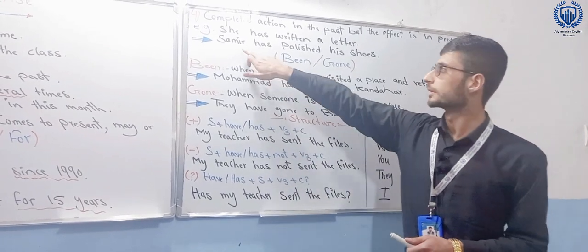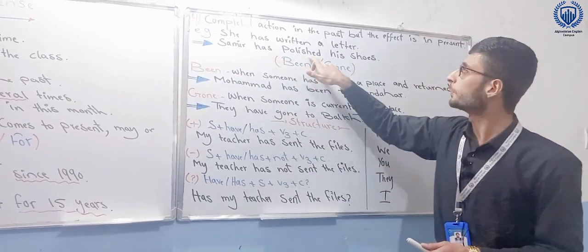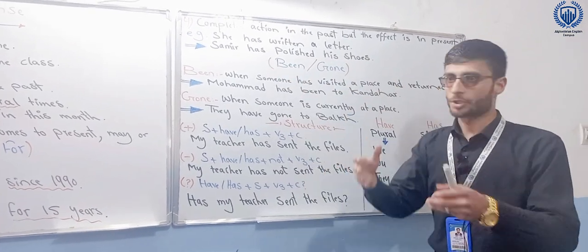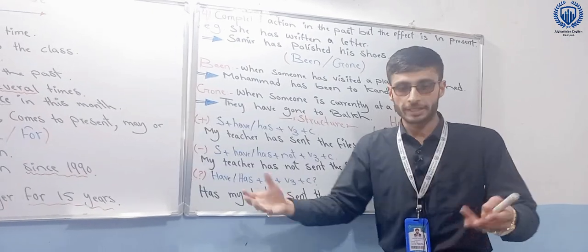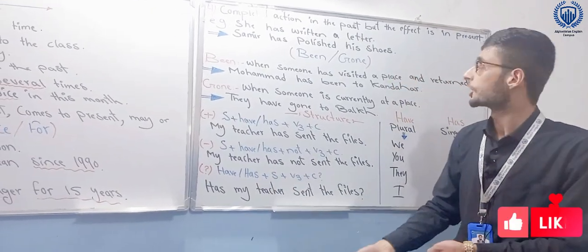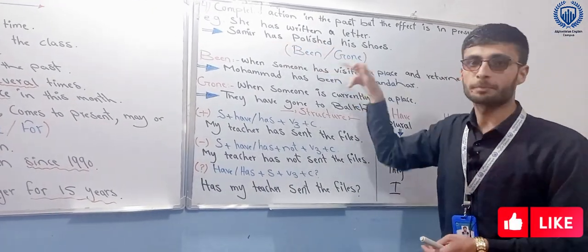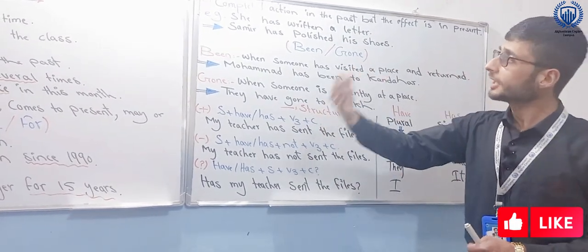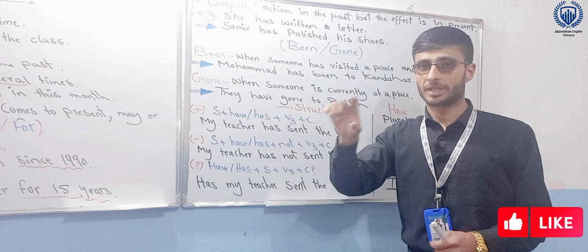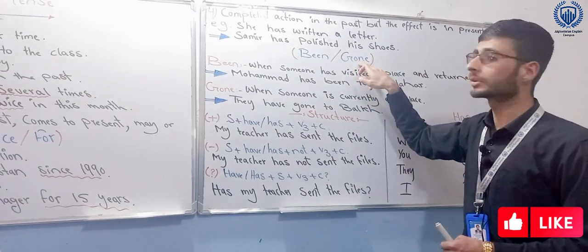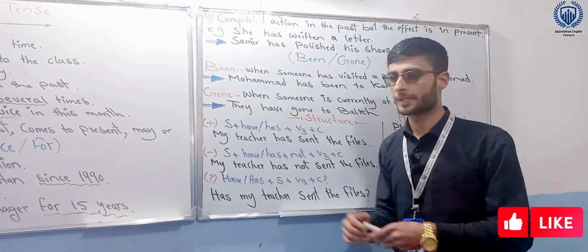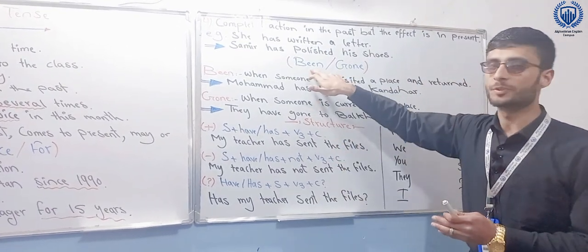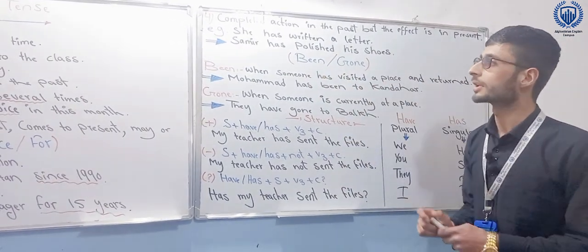The second sentence, Samir has polished his shoes. Now, Samir's shoes are very shiny or very flashy. We see his shoes. Here, it is present perfect because the effect is in present. And next one, mostly we use in present perfect tense been and gone. Let's come to differences between been and gone. In which sentences we should use been and which sentences we should use gone.